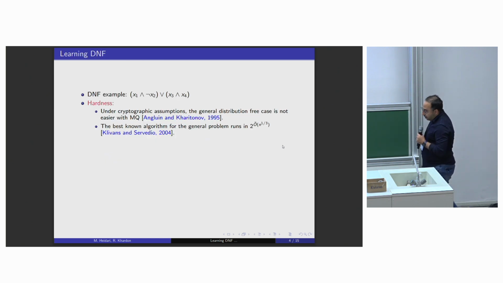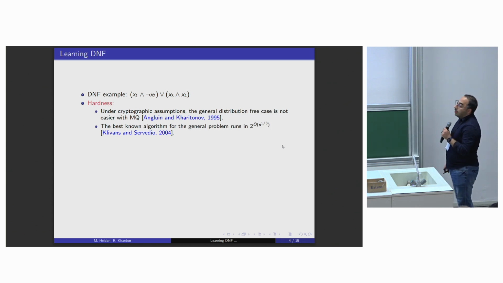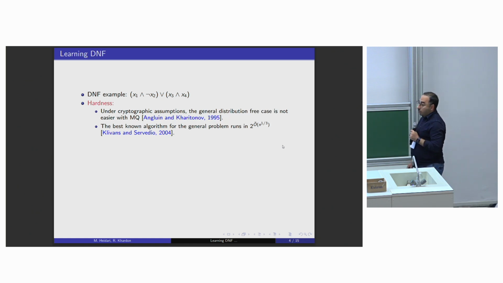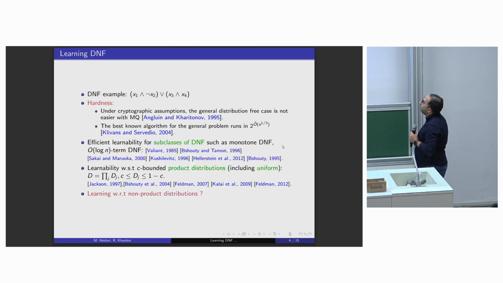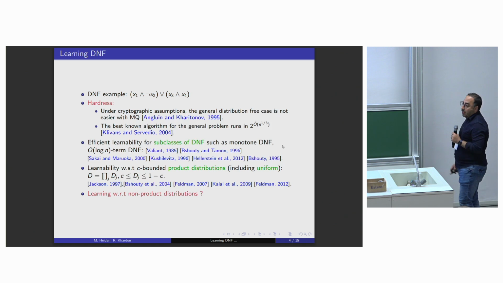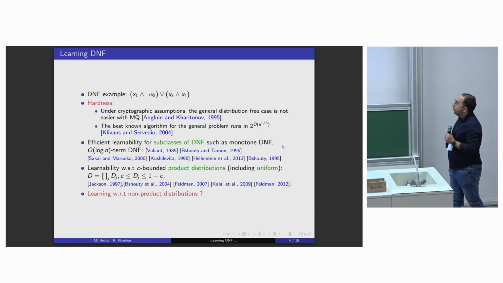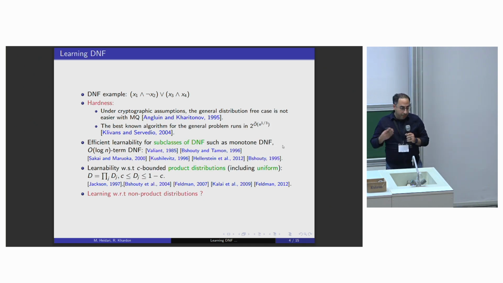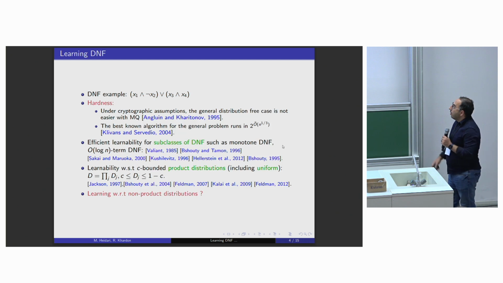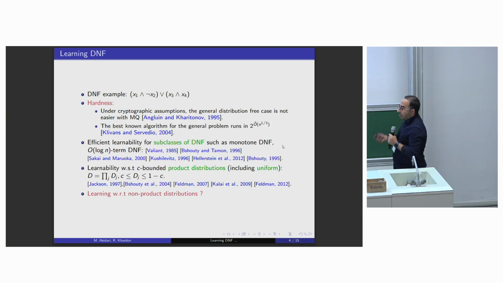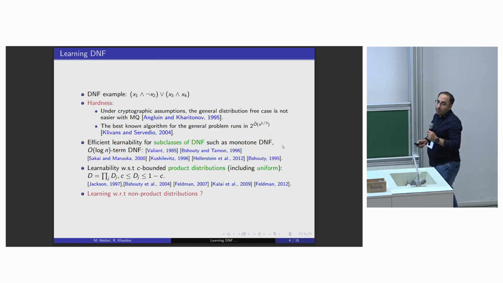Learning DNF has been studied a lot. There are some hardness results, and the best known algorithm is not polynomial. There are efficient learnability results for certain subclasses of DNFs, including monotone and log n-term DNF. There are also efficient learnability results under distributional assumptions, including uniform and product distributions. Efficient learnability under non-product distributions has remained open for more than 10 years, and this is the problem we are focusing on.